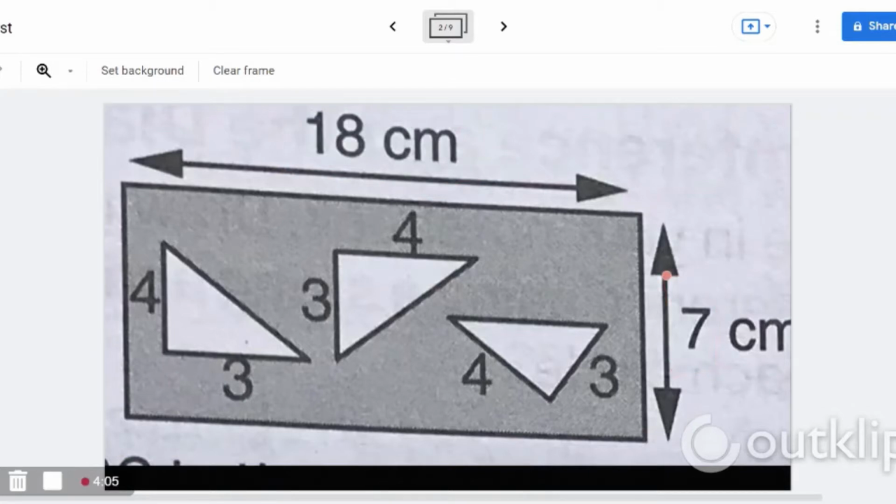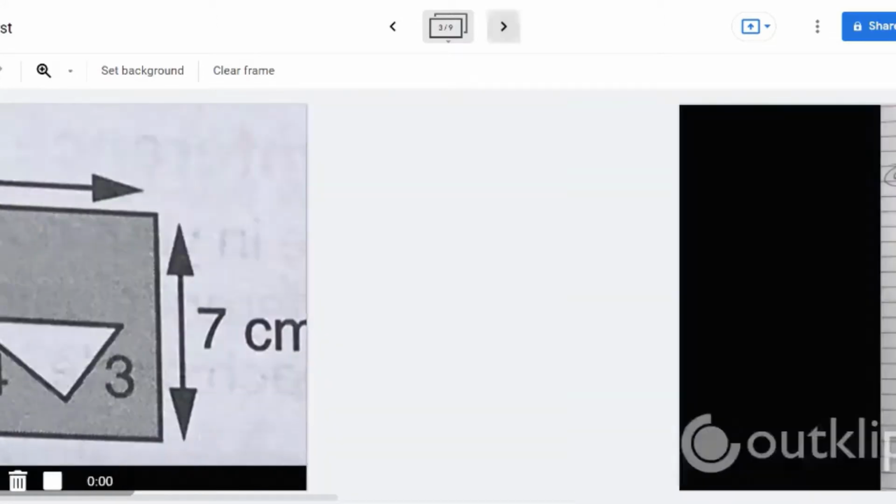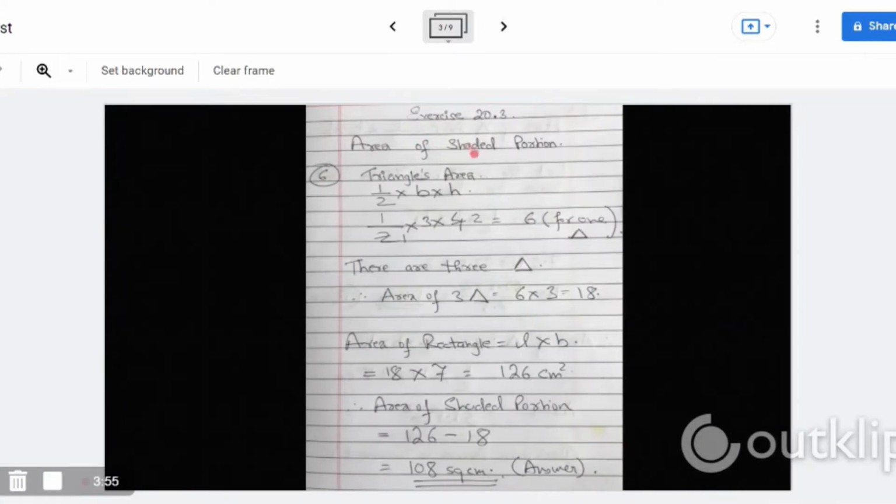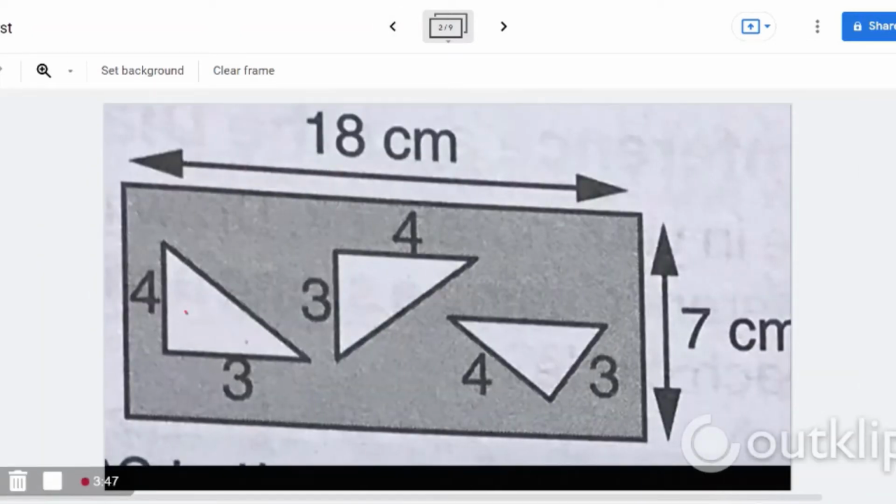Okay, so now in order to find out the area of this shaded portion, first of all you find out the area of this rectangle. So see, I have done it out here. I have to find out the area of the shaded portion. So what I have done, I have taken the area of the triangles. See, there are three triangles. This is triangle number 1, this is triangle number 2, this is triangle number 3.